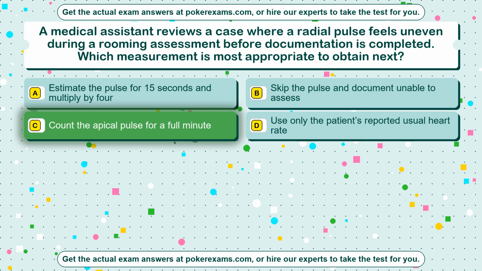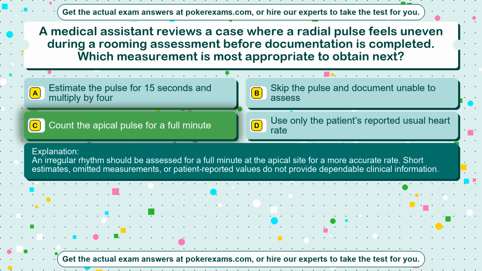Count the apical pulse for a full minute. An irregular rhythm should be assessed for a full minute at the apical site for a more accurate rate. Short estimates, omitted measurements, or patient-reported values do not provide dependable clinical information.